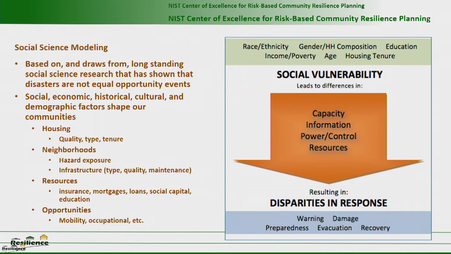So our social science modeling is based on and draws from long-standing social science research that shows that disasters are not equal opportunity events. They do not impact populations or the variety of different populations in our communities evenly or equally. Social, economic, historical, cultural, and demographic factors shape the nature of our communities.